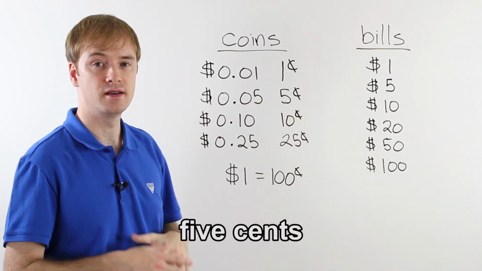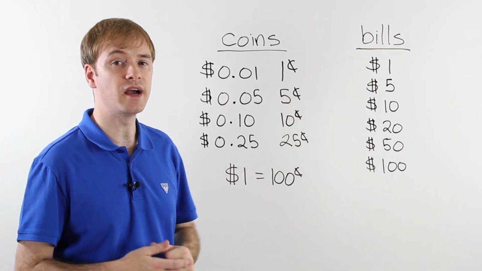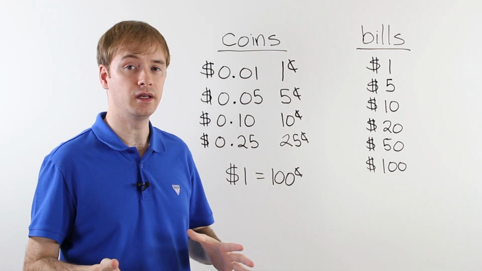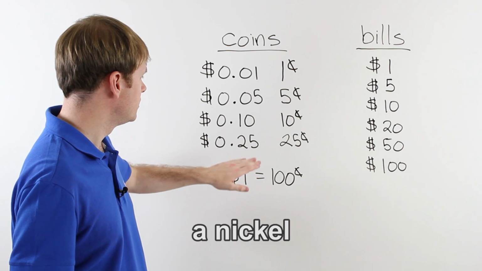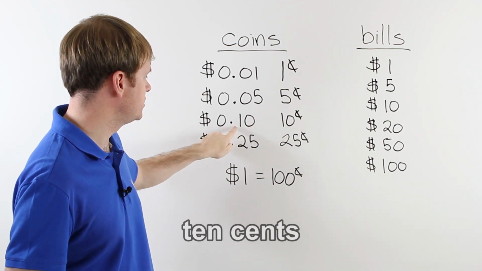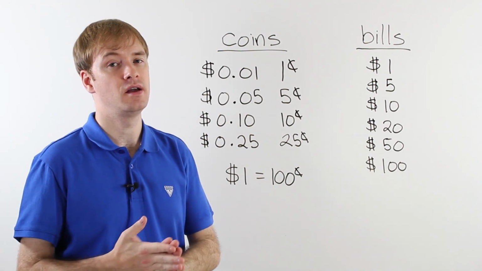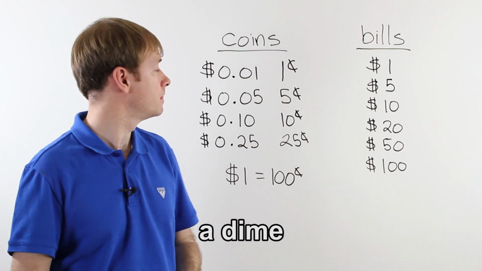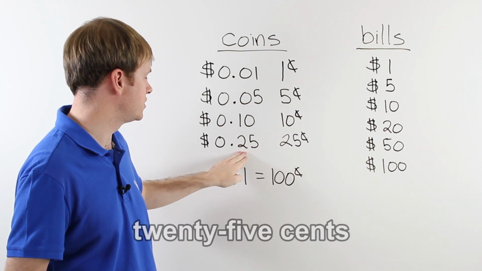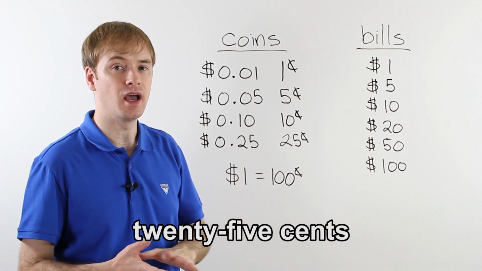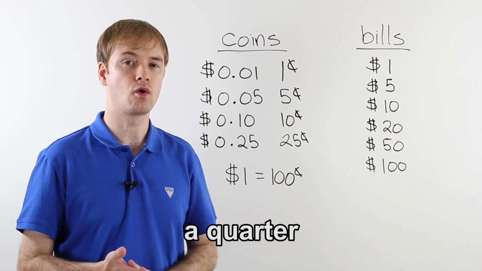Again, same amount of money, 5 cents. They have a 5-cent coin. The 5-cent coin is called a nickel. The next coin is 10 cents. We can write it both ways. They have a 10-cent coin. It's called a dime. And the last coin is 25 cents. They call the 25-cent coin a quarter.